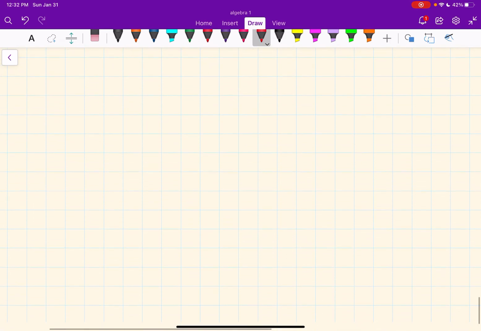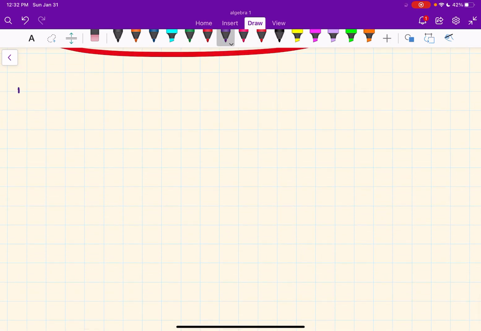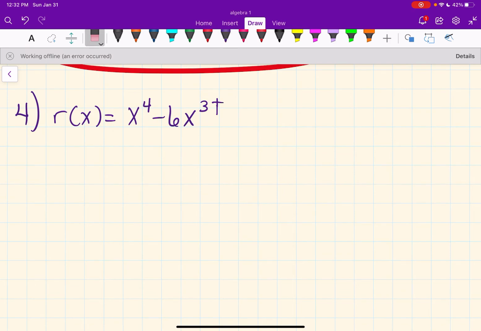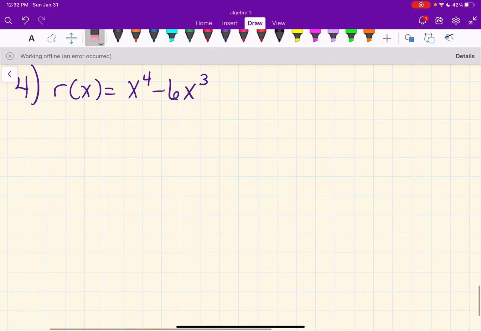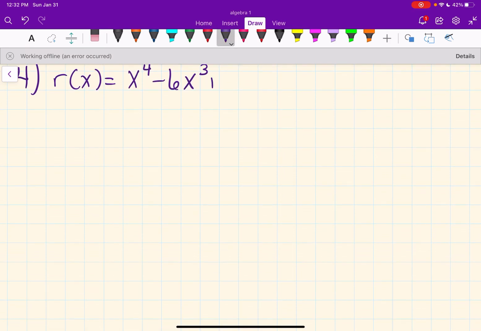Okay, let's do number 4. Number 4, find all the zeros for r of x equals x to the 4th minus 6x to the third plus 12x squared plus 6x minus 13. As I'm doing this, I'm checking to see if I need any placeholders. I can do that quickly now. I have degrees 4, 3, 2, 1, and 0. I don't need any placeholders.